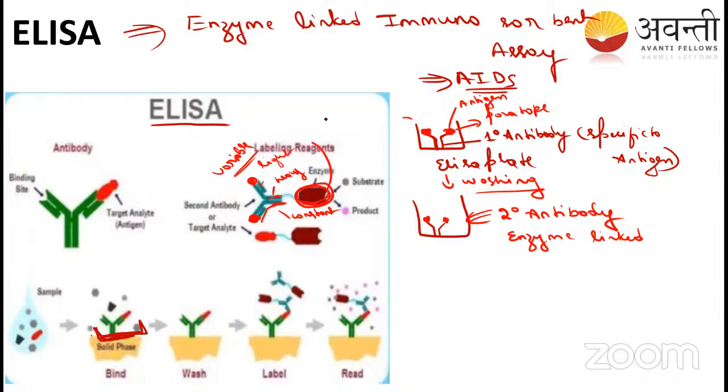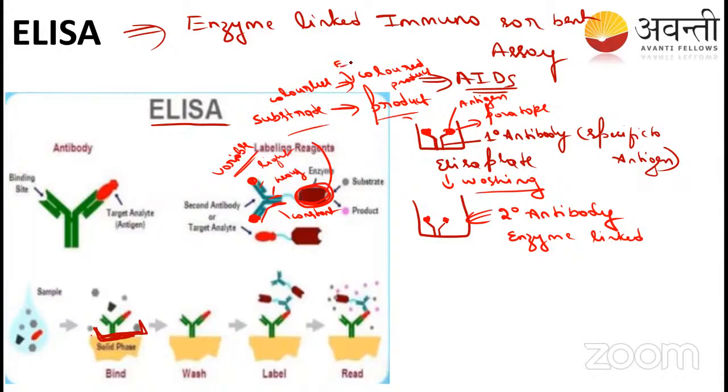Okay. So what is the function of enzyme, student? Enzyme will convert substrate into the product. For example, you can see here, this substrate is colorless. Now, this converts into the colored product in presence of the enzyme.